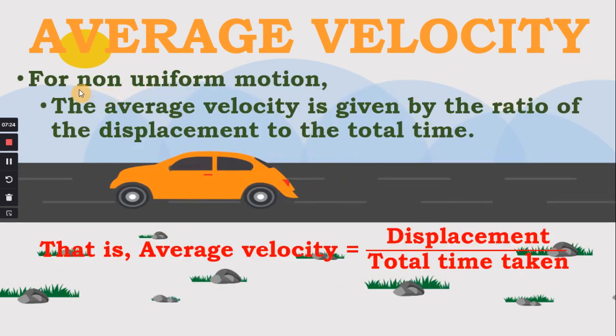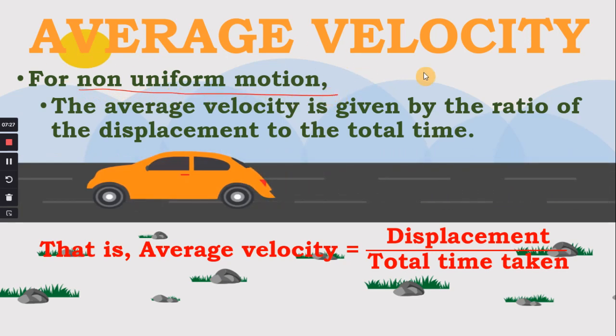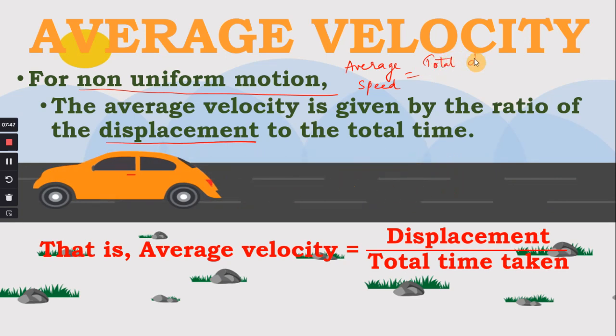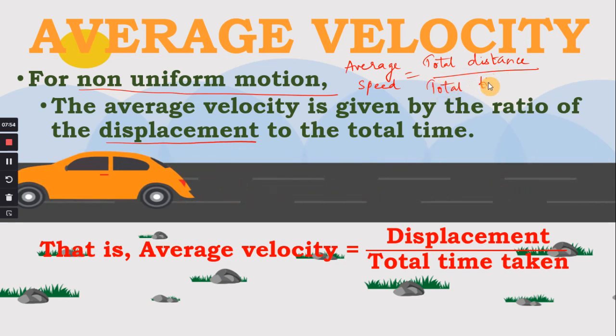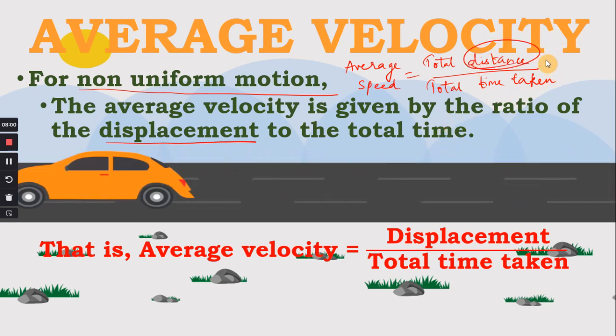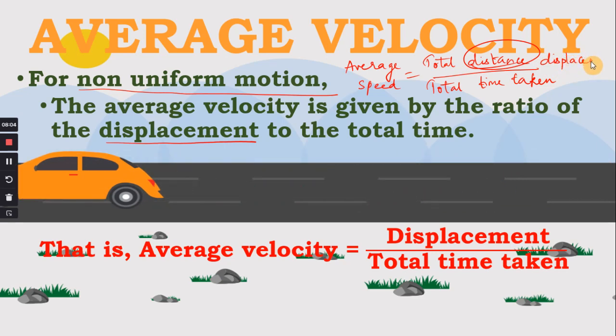Next we will see non-uniform motion. When you have non-uniform motion, you yourself know the velocity is continuously going to change. So you will automatically take the regular formula for velocity. When you learned the formula for average speed, what did you learn? Average speed is equal to total distance divided by total time taken. Here we are learning this for average velocity, so instead of distance, you are replacing it by displacement. That is what we are seeing here.